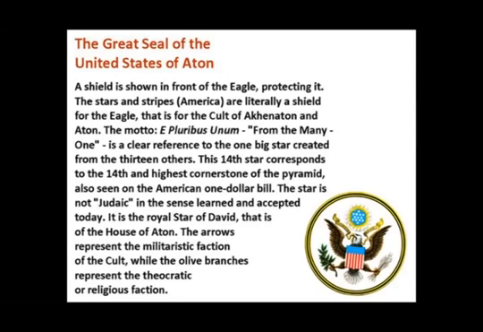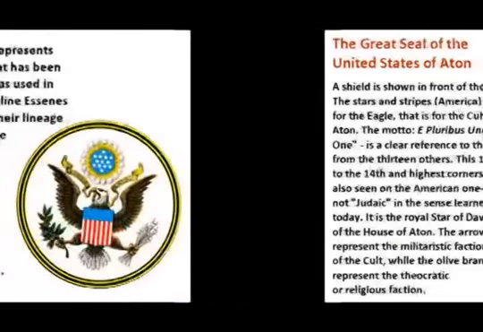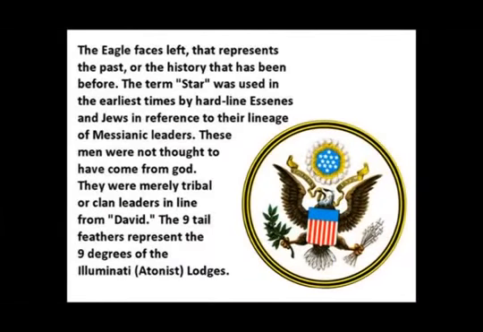The star is not Judaic, in the sense learned and accepted today. It is the royal star of David, that is the house of Aton. The arrows represent the militaristic faction of the cult, while the olive branches represent the theocratic or religious faction. The eagle faces left, and that represents the past or the history that has been before.